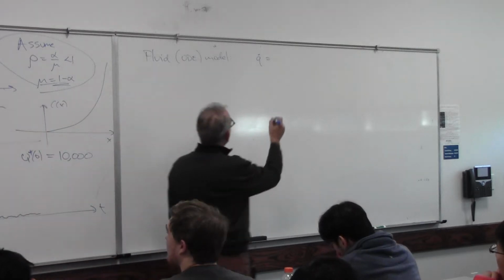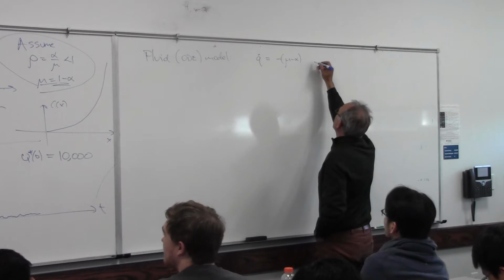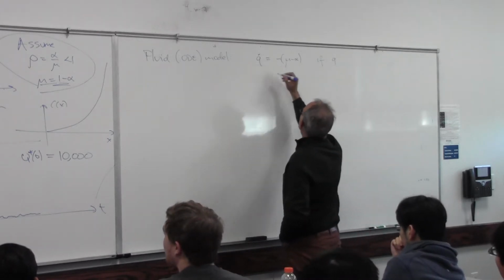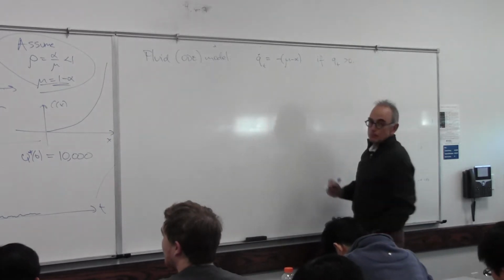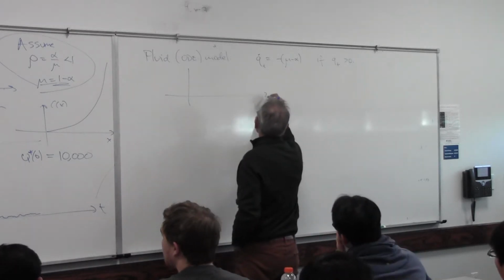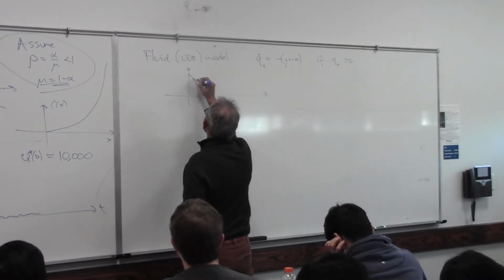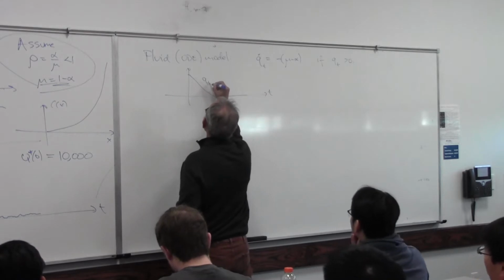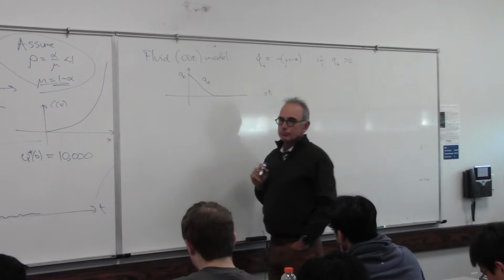And I'll write it differently. I'll just write it as minus mu minus alpha. I'll put a t there. Well, right. And that definitely looks like that. All right.